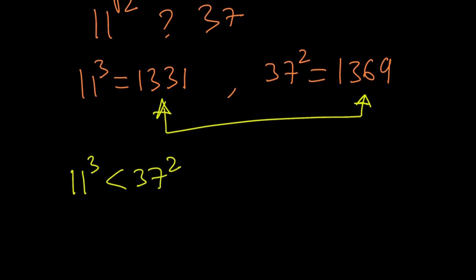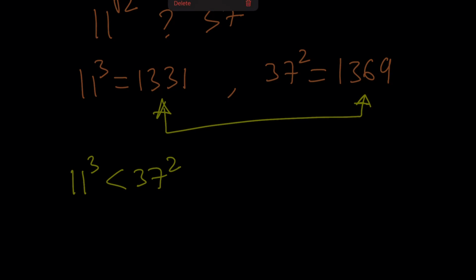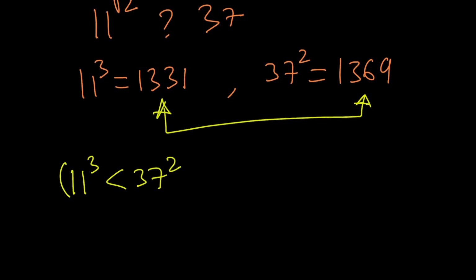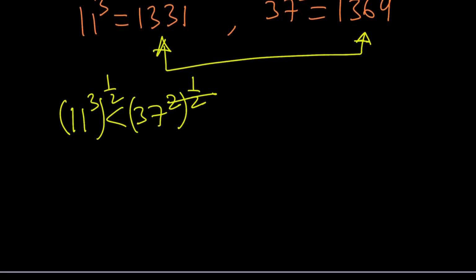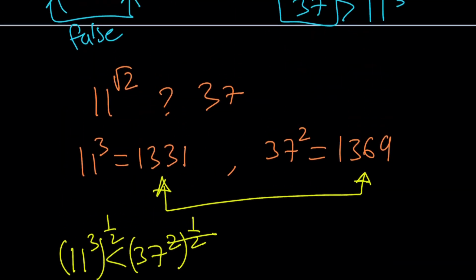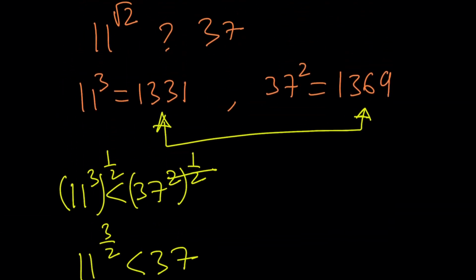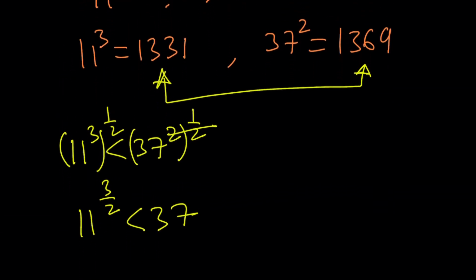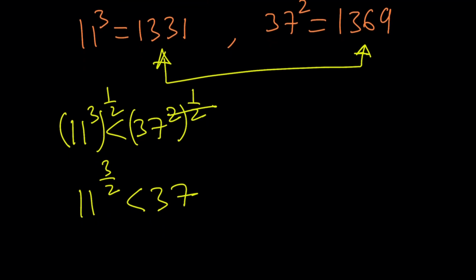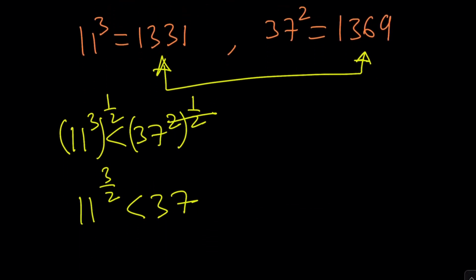Do you agree? I hope you do. Now we're going to raise both sides to the power 1/2 because our goal is to get rid of the 2 here. And then the 2 is going to cancel out, and we're going to end up with 11 to the power 3/2 is less than 37. Awesome. Remember, I'm trying to compare 11 to the power root 2 and 37. So now I need to compare 11 to the power root 2 and 11 to the power 3/2. In other words, I need to compare 3/2 and root 2.